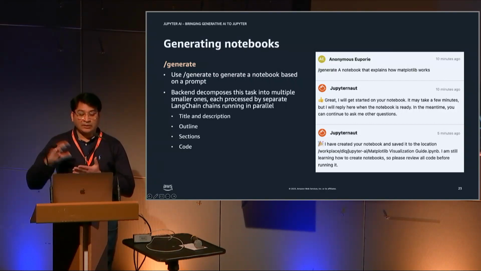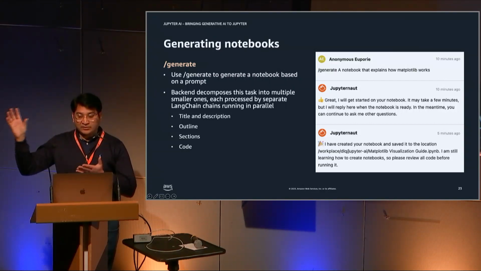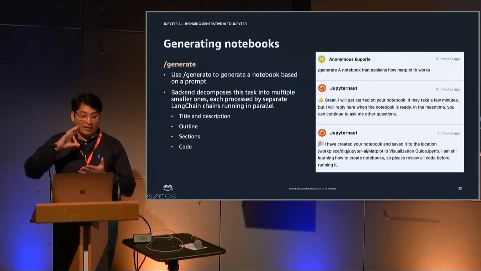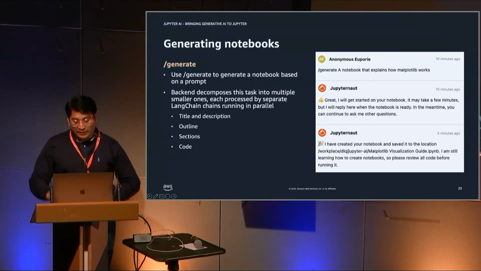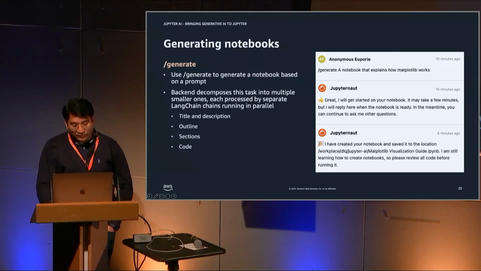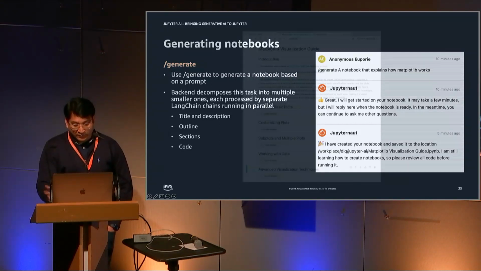For example, it will try to create the title and description from one task, and then outline sections, and then the code in those sections, and it'll basically have different chains running in parallel to create that. And I'll show an example of how this particular example works in the next screenshot here.